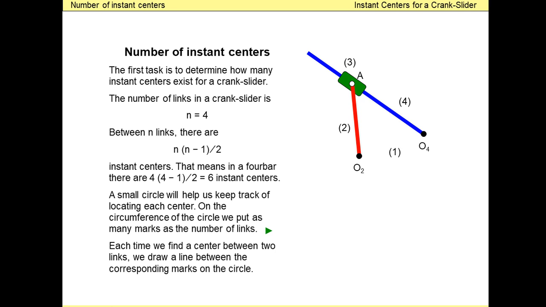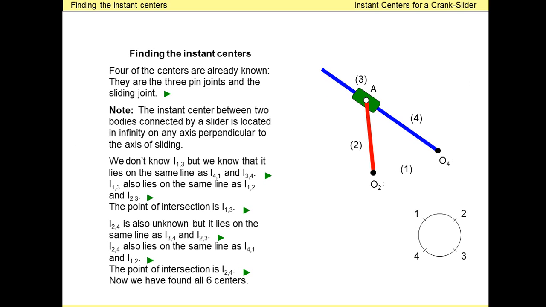To determine the instantaneous centers, we have to draw a circle and divide this circle into n equal parts, where n is the number of links present in the mechanism. Whenever we identify an instantaneous center, join those two numbers in this circle, so that we can mark all the instantaneous centers present for this mechanism. So first we identify the number of instantaneous centers.